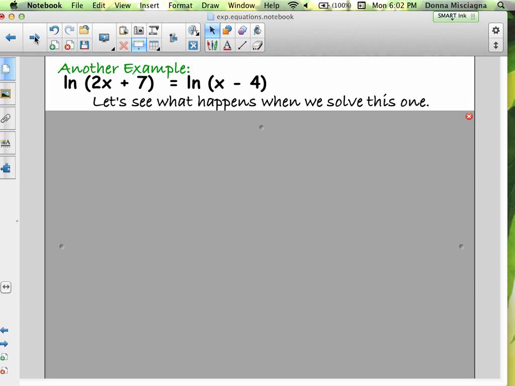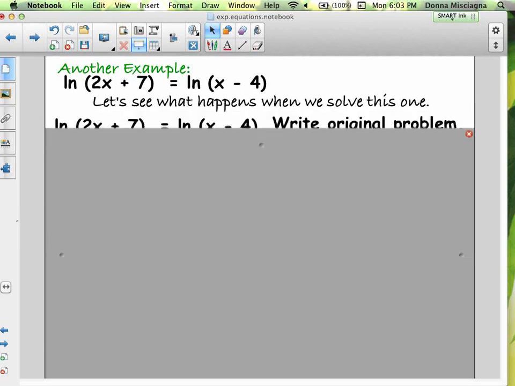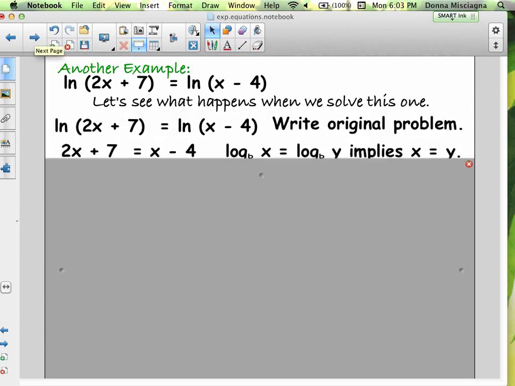We have natural log of 2x plus 7 equals natural log of x minus 4. Let's see what happens when we solve this one. All right, so we have natural log of blop equals natural log of blop. Just set those two blops equal to one another. The only way that natural log of 2x plus 7 equals natural log of x minus 4 is if 2x plus 7 happens to equal x minus 4. Right? So log b of x equals log b of y implies that x equals y. So now let's solve for x.